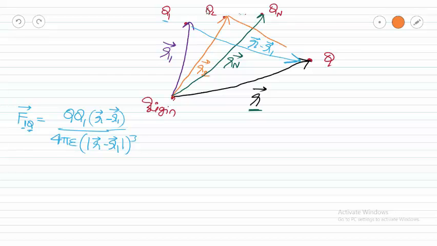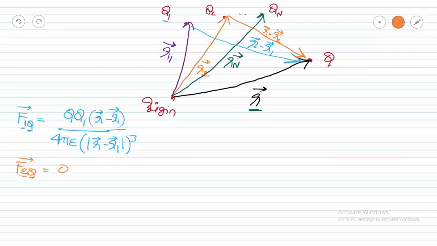So if I draw a vector like this, this distance vector is r bar minus r2 bar. Now I will consider only q2 alone. Considering q2 alone, I will write down F2q bar, that is the force acting on the charge q due to q2.